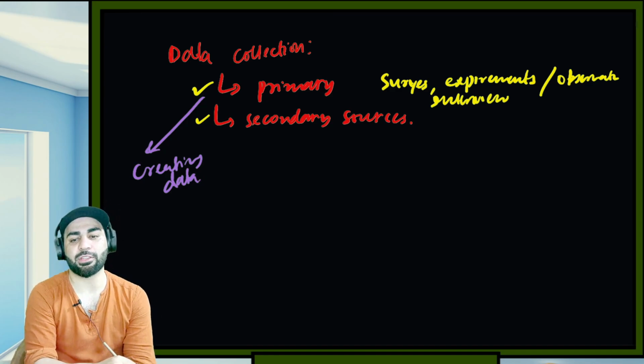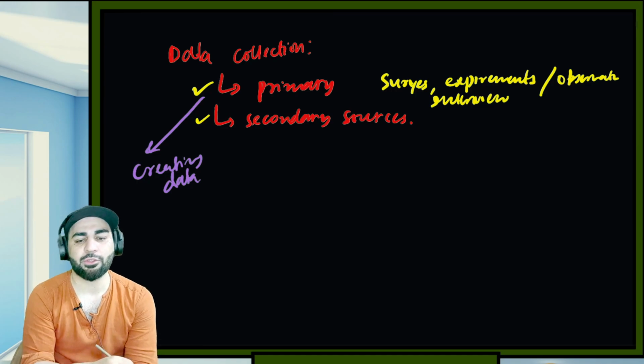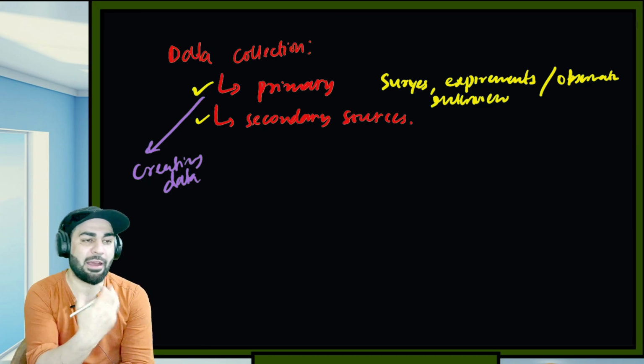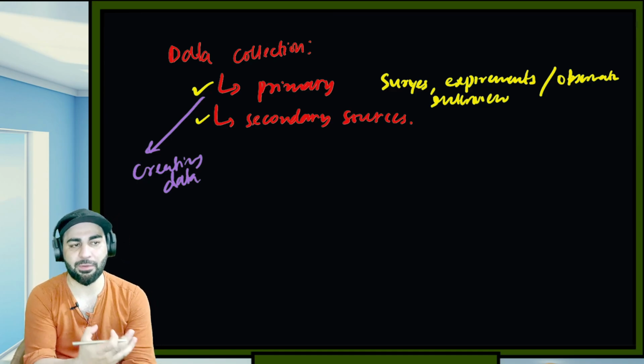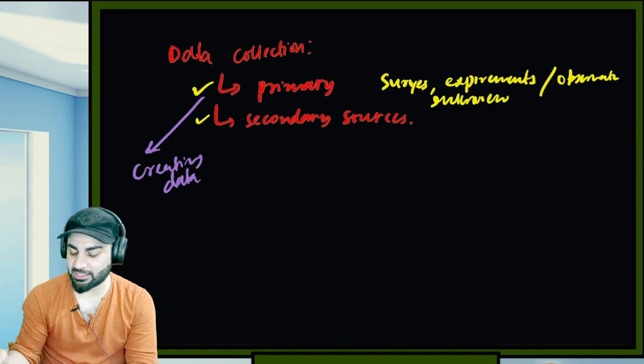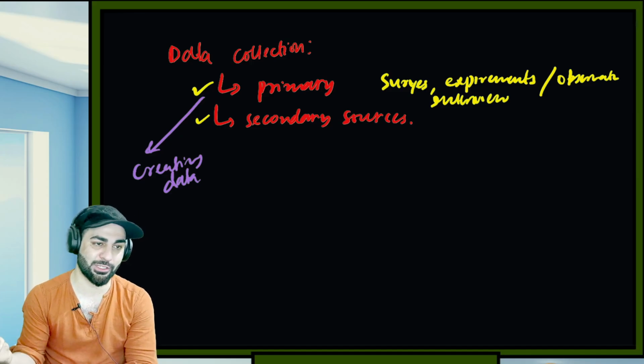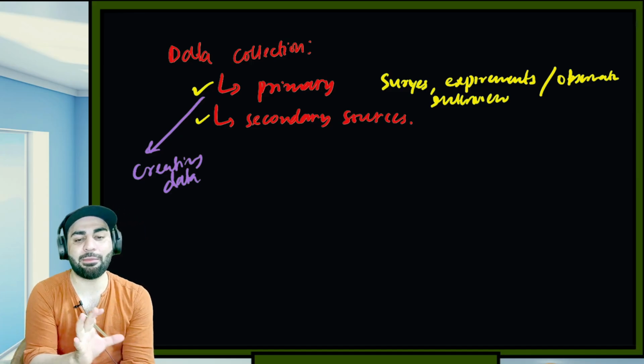And then secondary sources. If there is data available, you can have government databases, research papers, and some publicly available data sets. A lot of things can be there, and these serve as secondary data sources, because now you have data available and you just need to gather it.